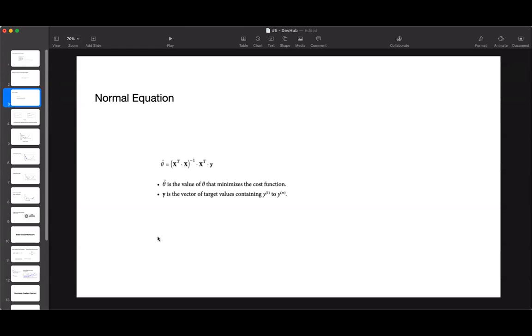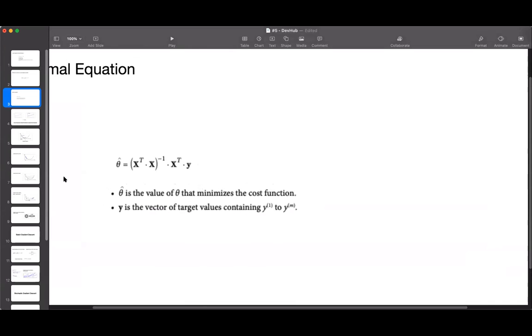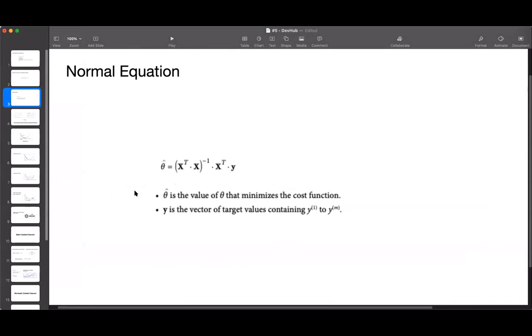Here you can see again the theta hat. The theta hat is that value of theta which minimizes the cost function. And here you can see some bold letters. These bold letters are basically vectors.